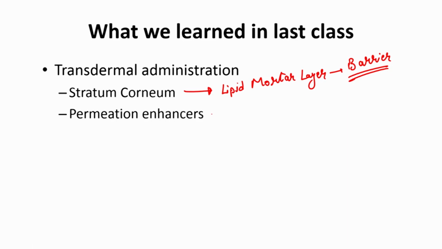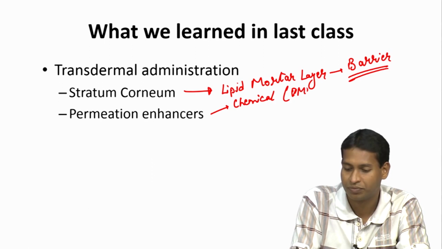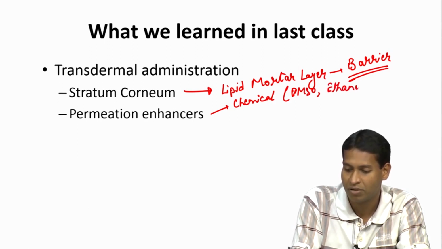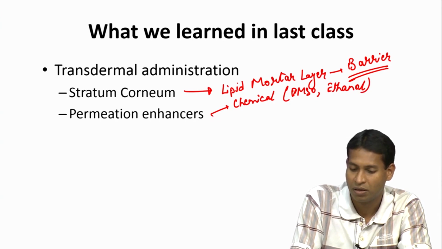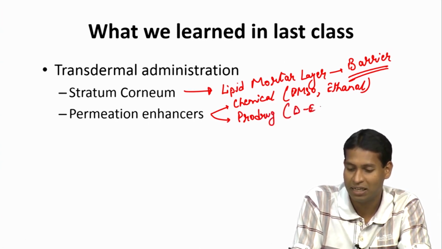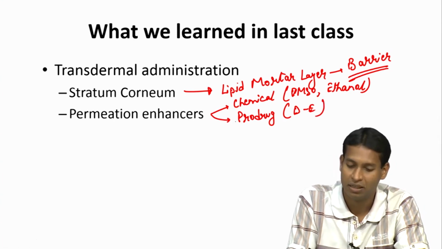So, one was permeation enhancers. In this we discussed several cases. We talked about chemical enhancers using things like DMSO, ethanol, etc. We talked about the prodrug approach. So, rather than mixing them together, we can actually conjugate them together, and you can have the drug and enhancer conjugated together.